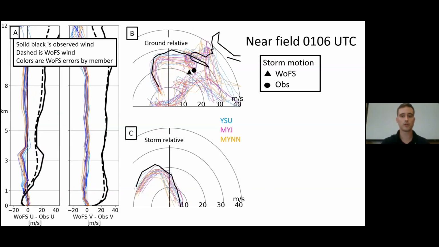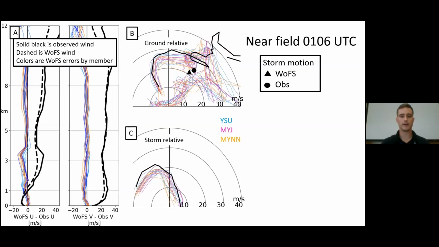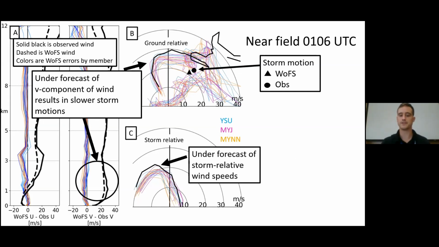Now in the near field 0106 observation, we can see that the hodograph has enhanced, essentially the wind speeds have increased from the previous observation. I'll click back and forth here real quick so you guys can see that. And again, in a different sense, WoFS is now underforecasting the V component of the wind. When we rotate that into a storm relative sense, we can see that that results in stronger storm relative wind speeds in the observation versus the Warn-on-Forecast system. And this is at least one contributing factor to the underforecast of storm relative helicity.